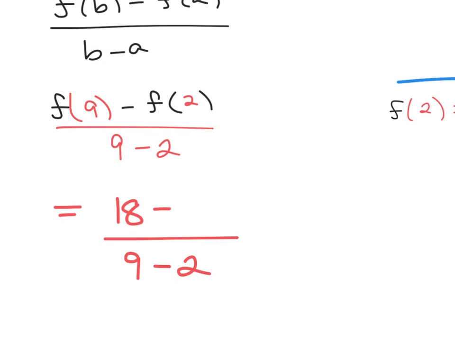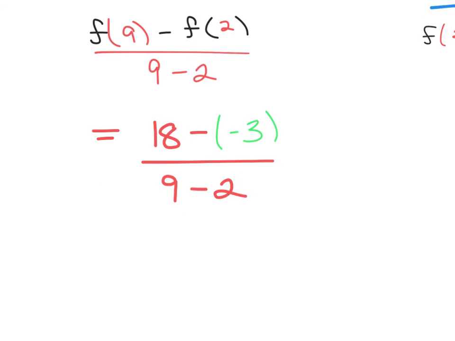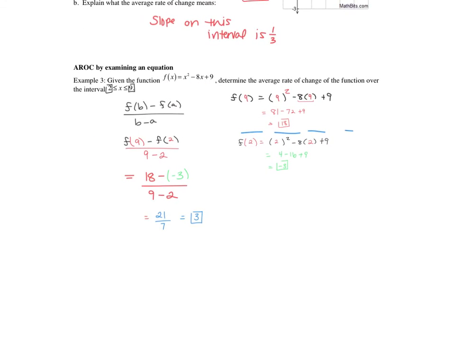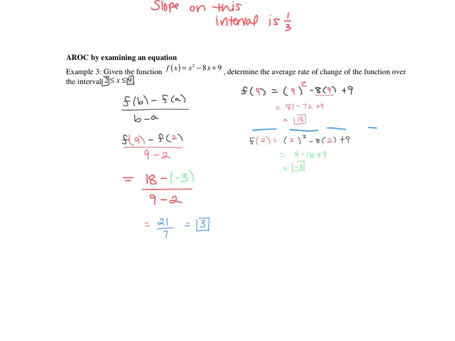So I have 18 minus a negative 3. Well, 18 minus a negative 3 is 21. 9 minus 2 is 7. 21 divided by 7 is 3. What that is telling me is that my average rate of change over the interval 2 is less than or equal to x is less than or equal to 9 is 3.